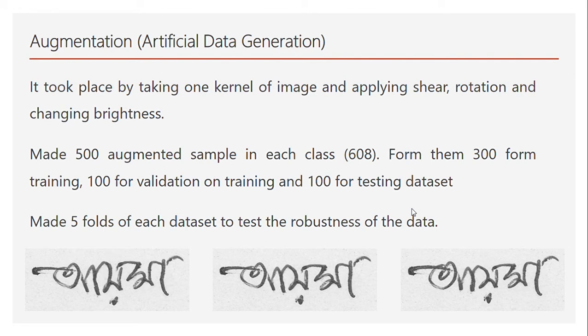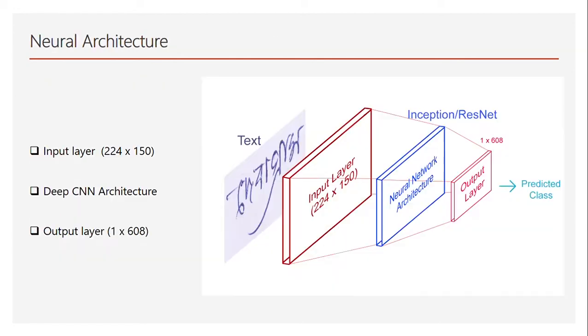To prove the robustness of our data, we made 5 folds. Our neural network design consists of an input layer, an output layer, and in between those layers a neural network architecture is added. That architecture is ResNet, VGGNet, InceptionNet, XceptionNet, and MobileNet. Our input shape is 224 by 150, where 224 is the width of the image and 150 is the height of the image. And in our output layer, there are 60 classes.